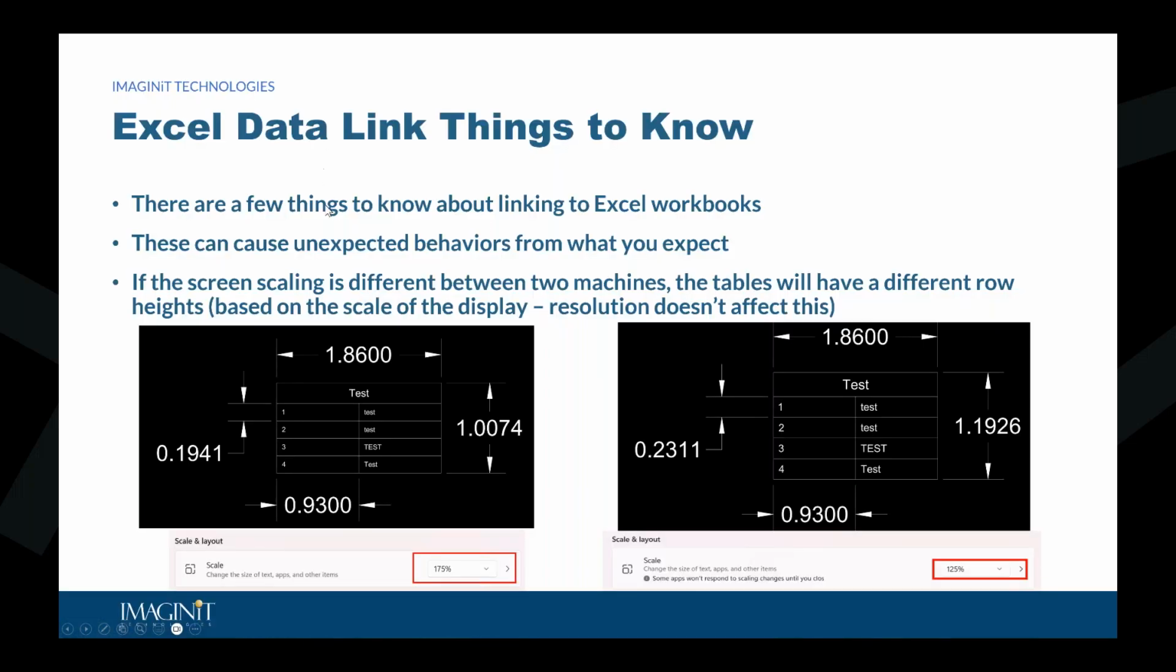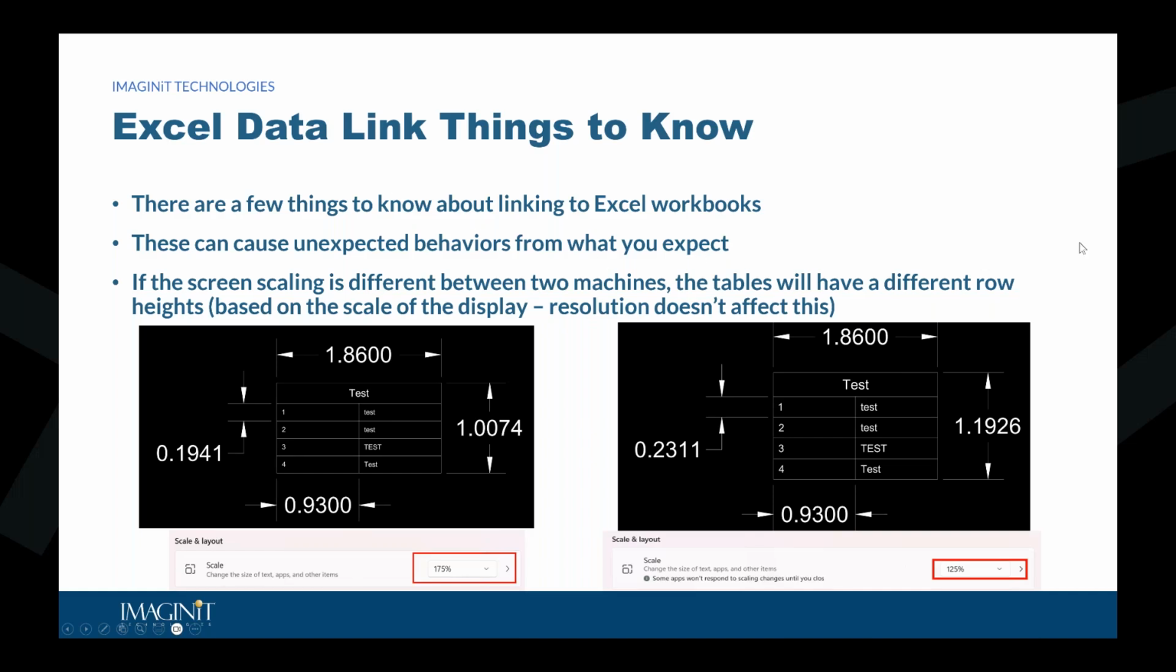So when you're linking to Excel data, any way you're doing this, there's a few things you need to know. There are some unexpected behaviors from what you expect to occur. If your screen scaling is different between two machines, and you insert a table on machine A that's got screen scaling at 175, and you have another machine whose screen scaling is set to like 125, when you bring in the tables, they will be different. Based on the scale of the display, the resolution of the screen doesn't affect it, the screen scaling does.